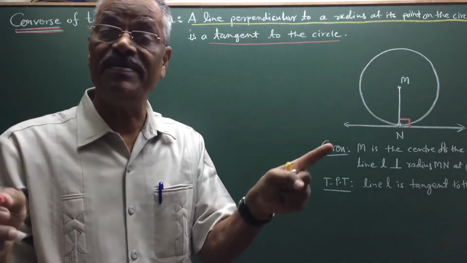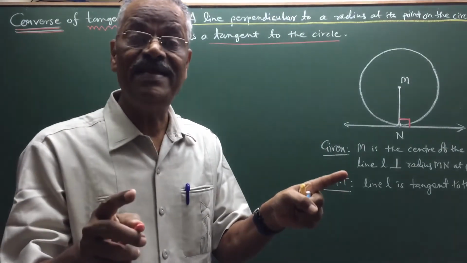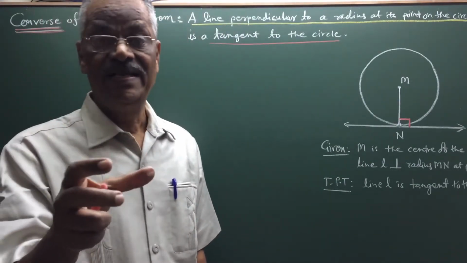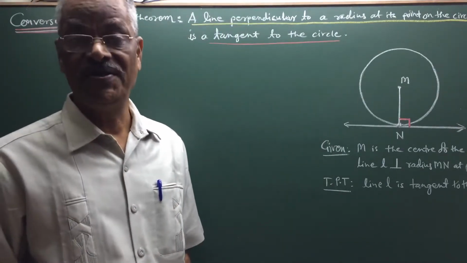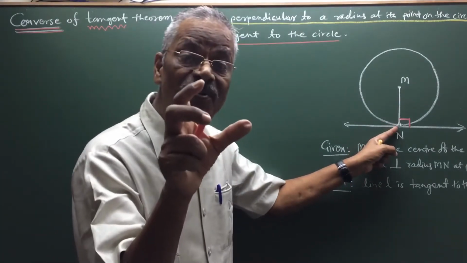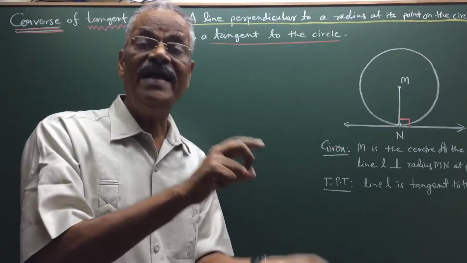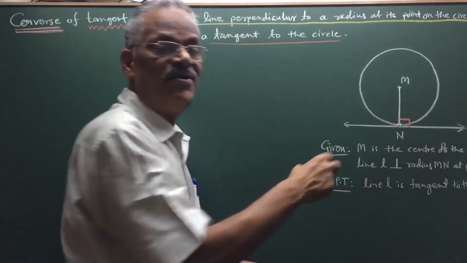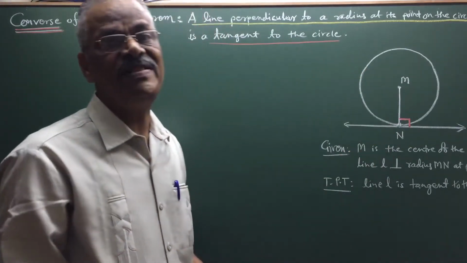For that you must remember the tangent. What about the tangent? It is touching the circle in a single point. Circle and tangent, what is the relation? There is a single common point between circle and tangent. We have to show that N is the only one point which is common between the circle and the line L. So let us see that L is perpendicular to the radius at its outer end, that is given there.